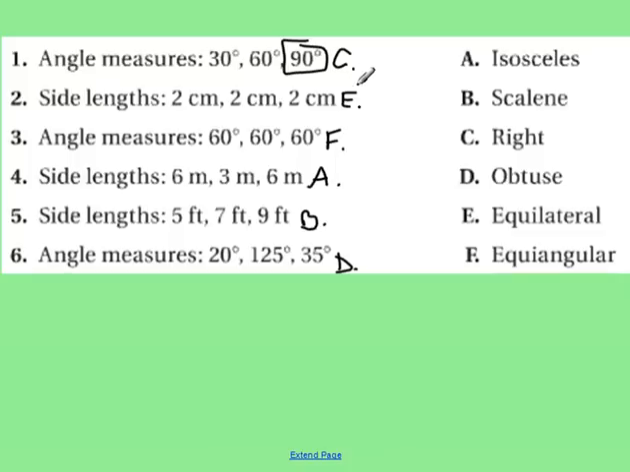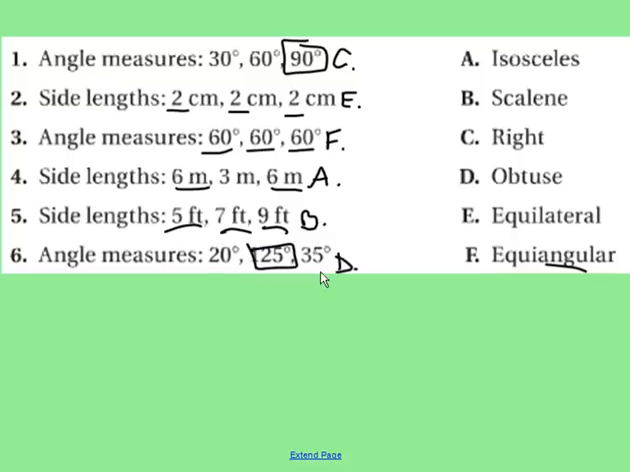Number 2 is an equilateral triangle, because all of my sides are the same length. Number 3 is equiangular, because all of my angles are the same size. Number 4 would be an isosceles triangle. Remember, an isosceles triangle has two sides that are the same length, like this one does. Number 5 is going to be scalene because the side lengths are all different. And number 6 is going to be letter D, which is obtuse, because I have one angle in here that is more than 90 degrees.